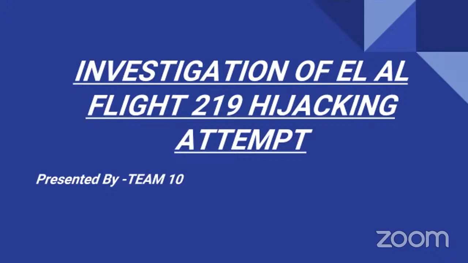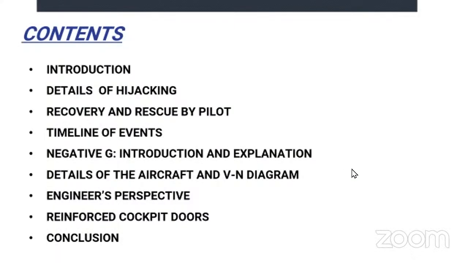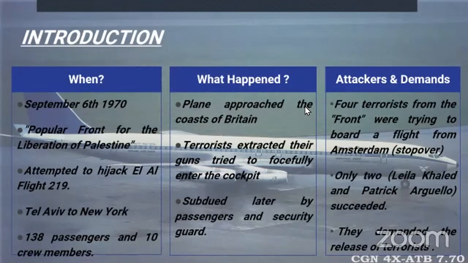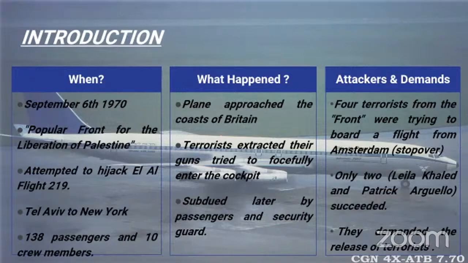Good morning, everyone. I am Vishnu. On behalf of Team 10, I'll be presenting the case study of the flight hijacking attempt. So these are the contents, and we'll quickly go through each of them. In 1970, the El Al flight was headed from Israel to New York with a stopover at Amsterdam, where two hijackers disguised as a married couple boarded the aircraft.